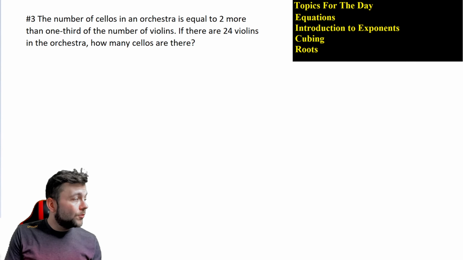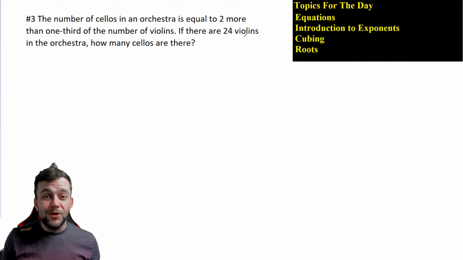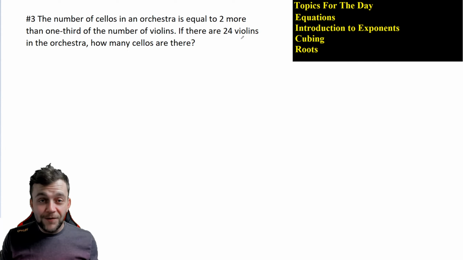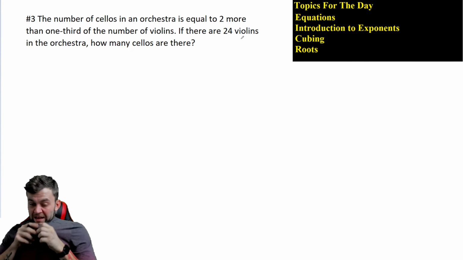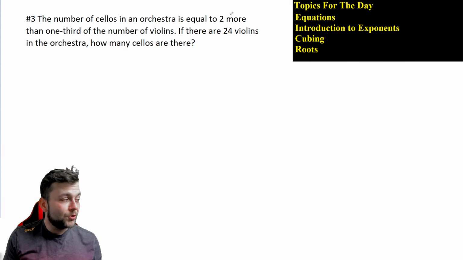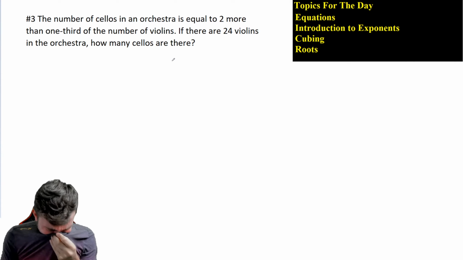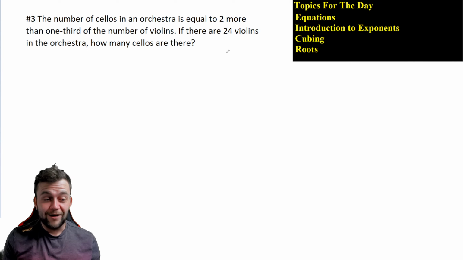The number of cellos in an orchestra is equal to 2 more than 1/3 of the number of violins. If there are 24 violins in the orchestra, how many cellos are there? Whew, a lot of stuff. Sorry about that, I might sneeze. So the number of cellos in the orchestra is equal to 2 more than 1/3 of the number of violins. Uh-oh, sneezing attack on my stream.